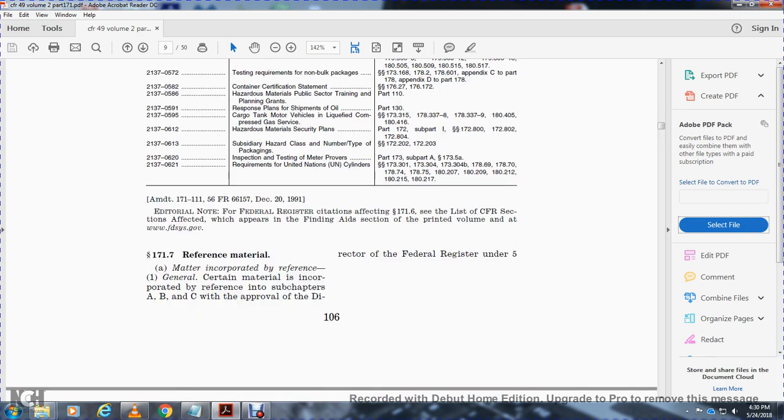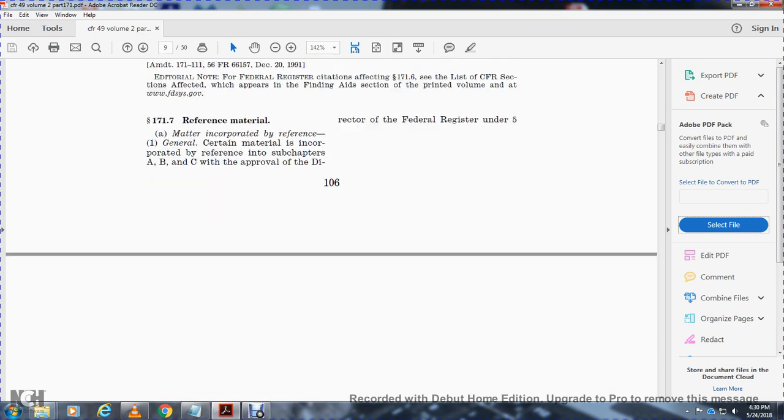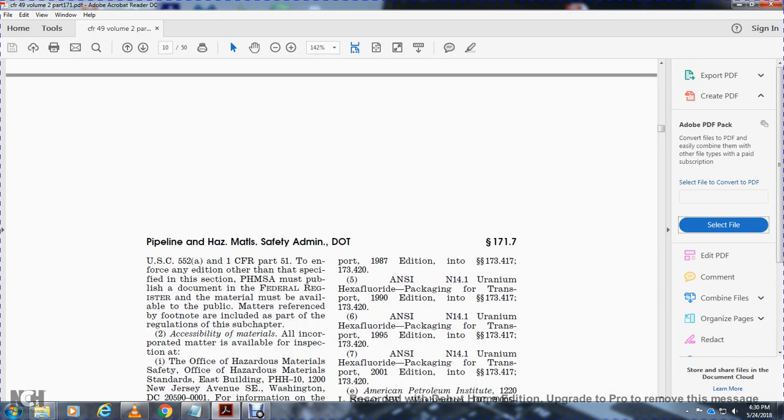Alright, 171.7, reference material. Matter incorporated by reference. In general, certain material is incorporated by reference into subchapters A, B, and C with the approval of the Director of the Federal Register under 5 U.S.C. 552(a) and 1 CFR Part 51, with the enforced edition other than the specific section. The Pipeline and Hazardous Materials Safety Administration must publish the document in the Federal Register, and the material must be available to the public. If the materials referenced in footnotes are also included in this part with the regulation of the subchapter. Accessible materials, all incorporated materials are available for inspection.